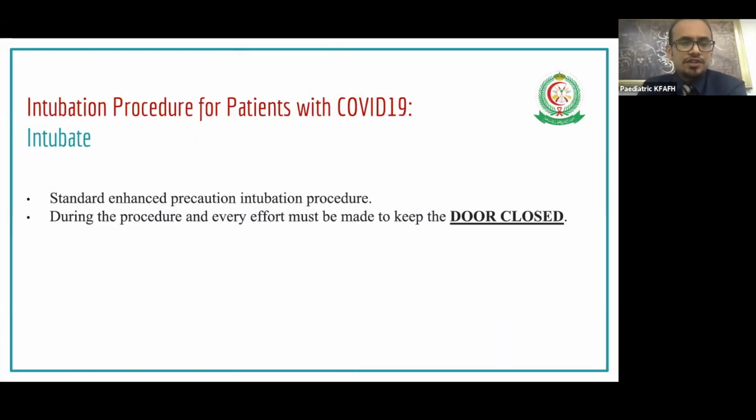During the procedure of intubation, follow standard enhanced precautions intubation procedures with the most experienced MD, and the door should be closed. These procedures can result in infection in anyone who is not taking precautions.